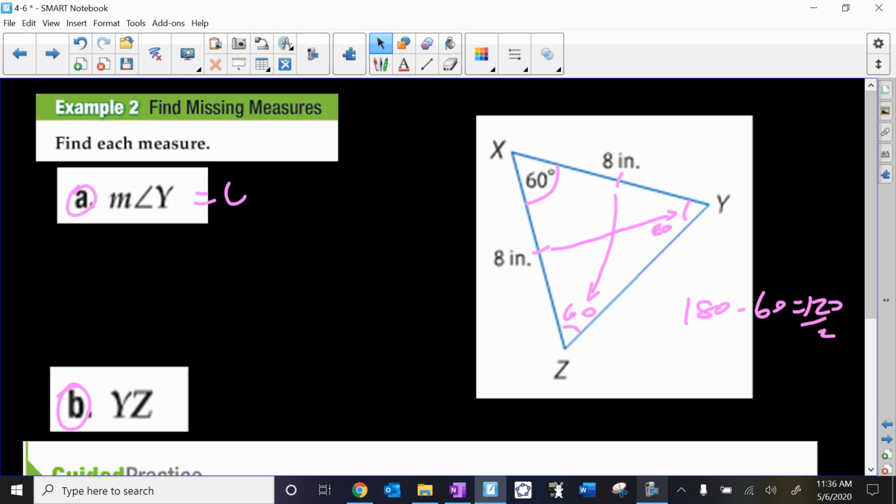So angle y is 60, and since it's equiangular, it has to be equilateral, and therefore yz is also going to be 8 inches long.